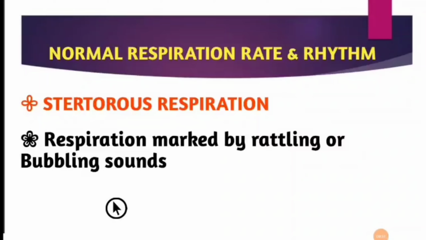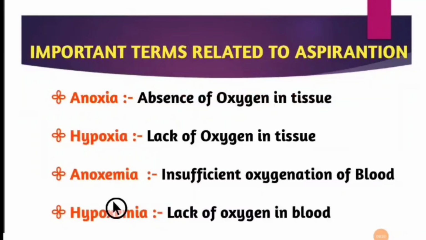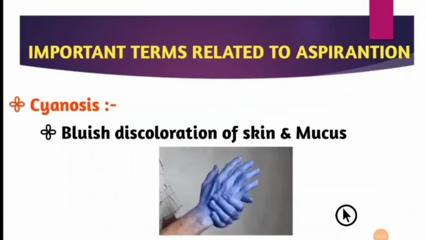Let us see, next one is some important terms related to oxygen level in the body. First one is anoxia. Anoxia means absence of oxygen in the tissue. Hypoxia, lack of oxygen in tissue. Anoxemia, insufficient oxygenation of the blood. Hypoxemia, lack of oxygen in blood.